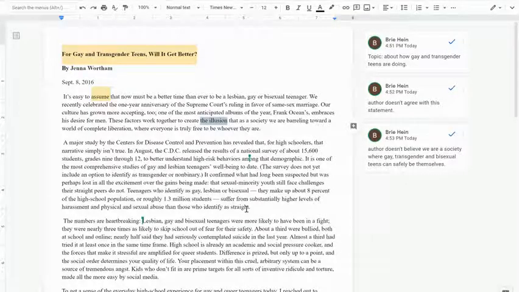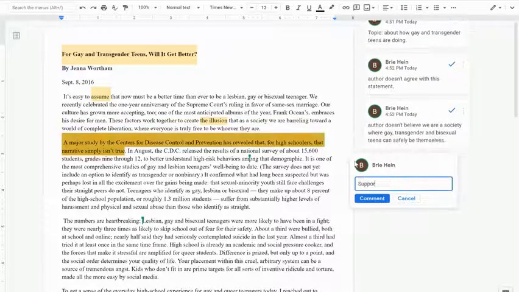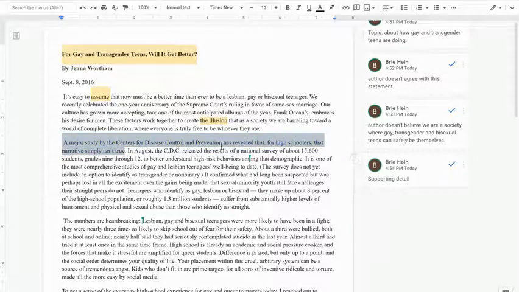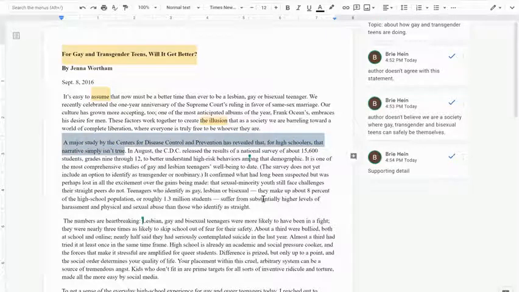"A major study by the Centers for Disease Control and Prevention has revealed that for high schoolers, that narrative simply isn't true." So this is what I like to call a supporting detail. I'm going to note that over here. This is a fact, and they're using this detail. Again, I'm noticing, why are they using this detail? I'm not sure yet, but they are going to be using this detail to push forward their purpose in some way, shape, or form. So I'm going to note that this is a supporting detail, and I'm going to see why they're using that detail here as I keep reading.